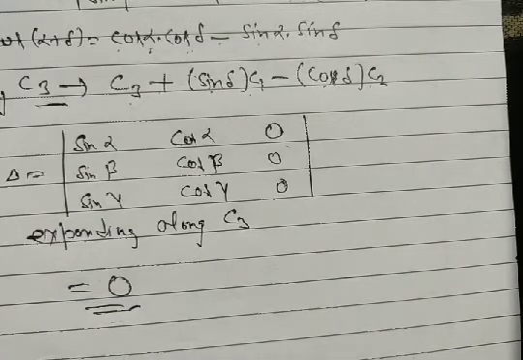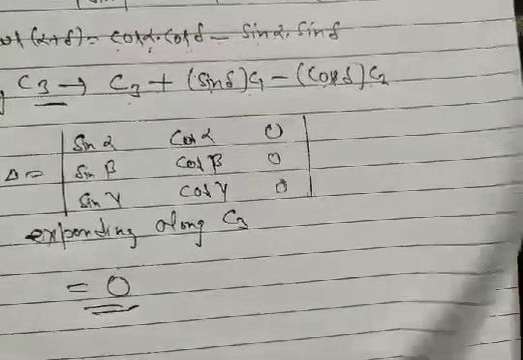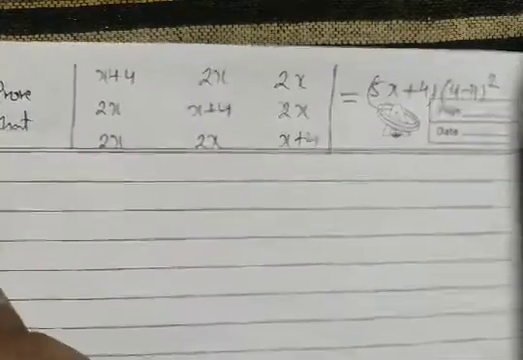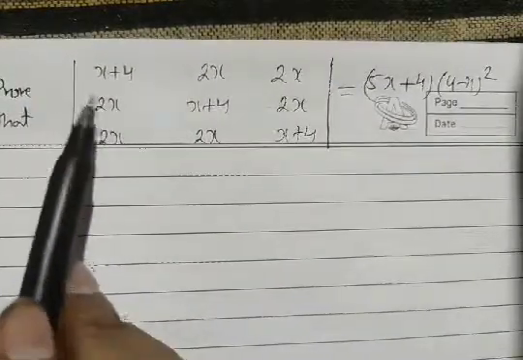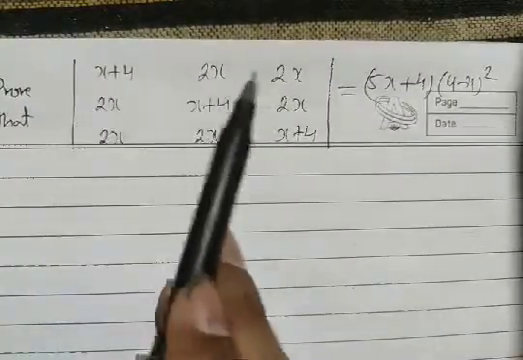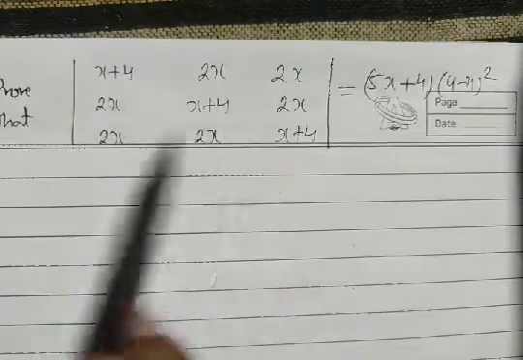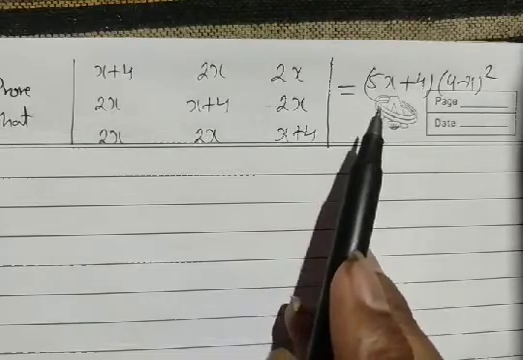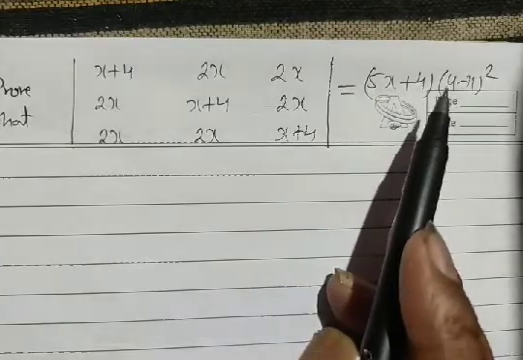Now we proceed to our next problem. Again, it's a proving problem. We have to prove that the determinant with rows x plus 4, 2x, 2x; 2x, x plus 4, 2x; and 2x, 2x, x plus 4 is equal to (5x plus 4) into (4 minus x) whole square.